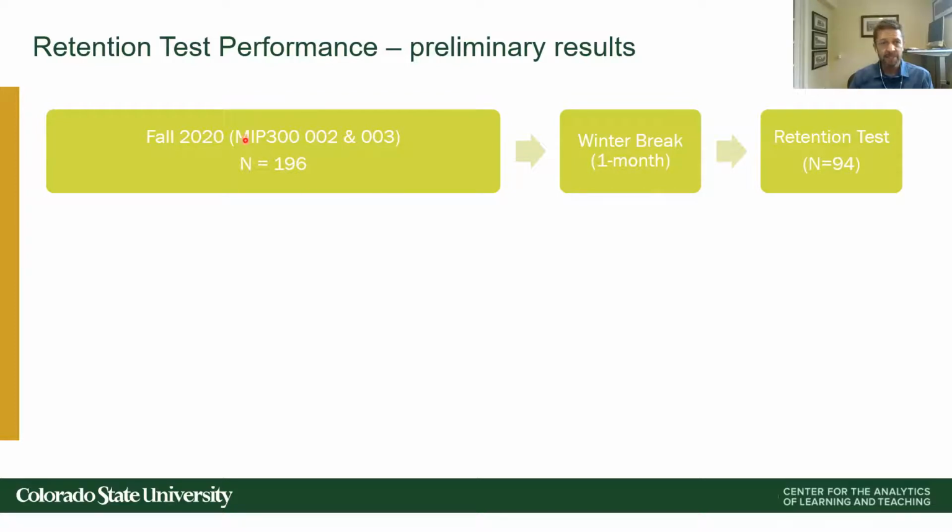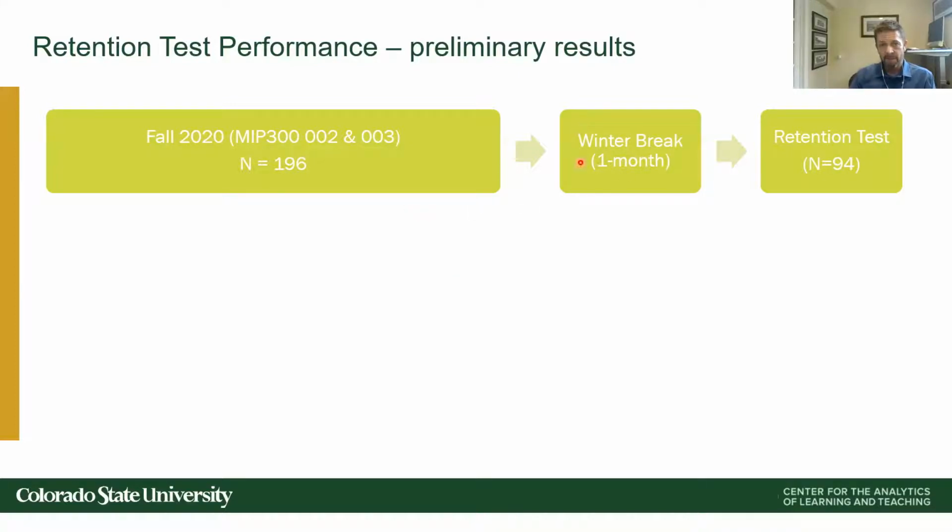And so what we did was we took two sections of that MIP 300 course, sections 002 and 003. These are just internal section numbers, but there were about 196 students between those two sections. These two sections were taught by the same instructor, so that's one of the reasons we selected them. And the 002 section was the U behavior group, the students who basically got that U behavior experience.